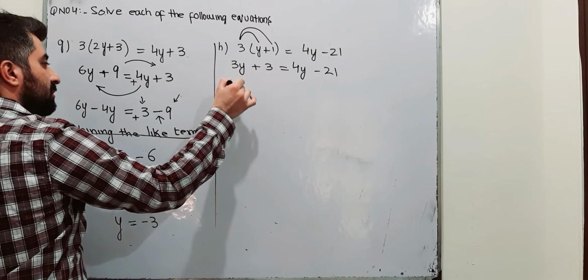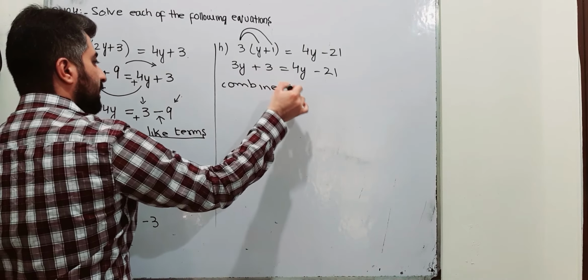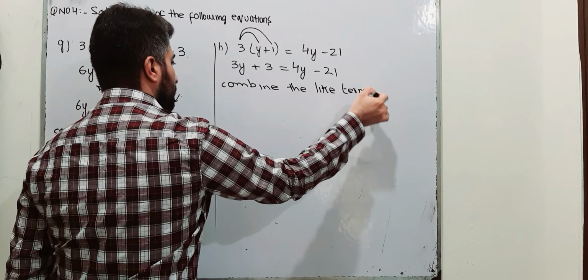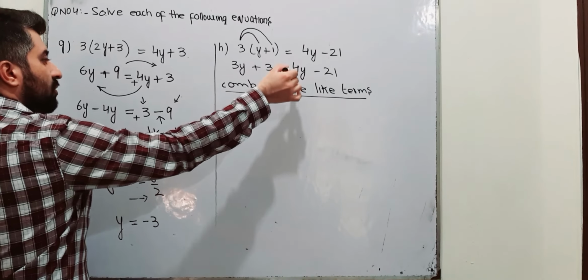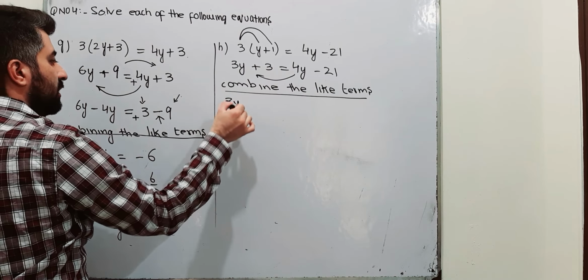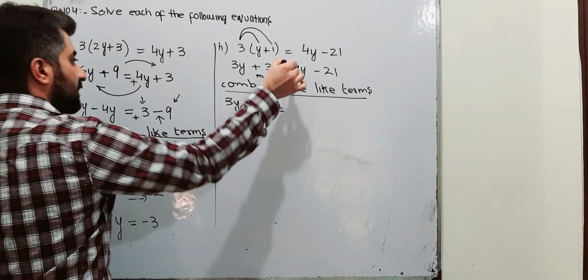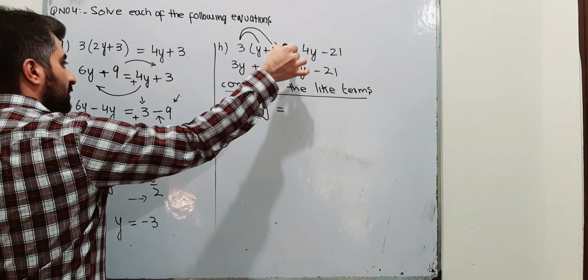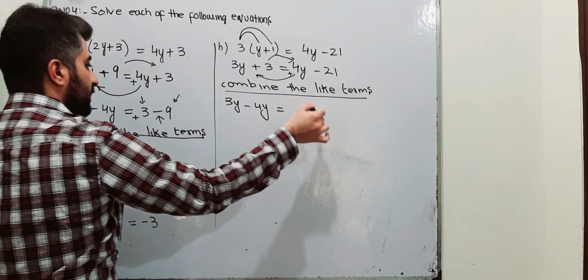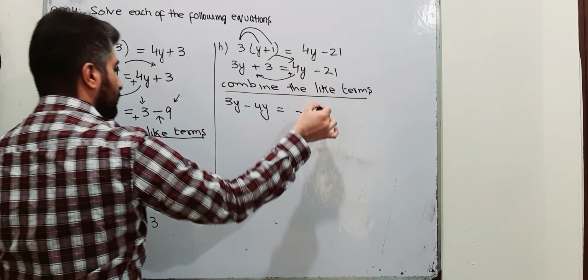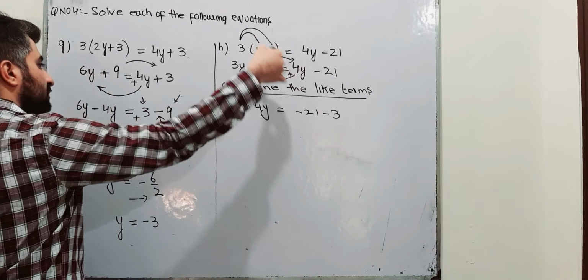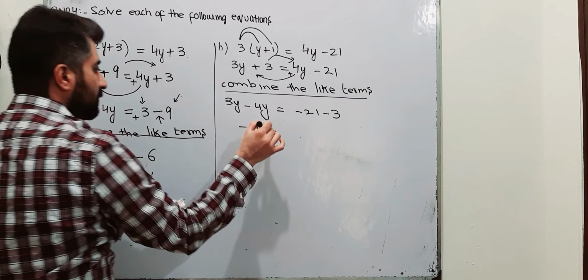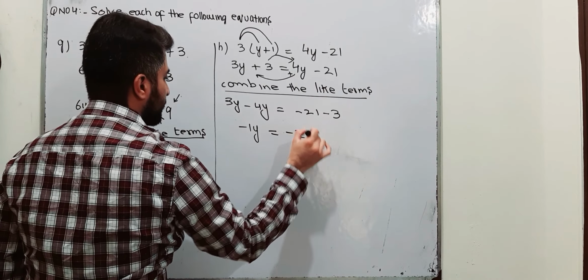Now combine the like terms as we have done in the previous question. Combine the like terms means you are going to combine the terms which are like. So 4y will be coming over here towards 3y, and 4y will change its sign. It is positive, no, it is negative when it will be moving from right to left, and this 3 will be going on the right side. Minus 21 was waiting on the right side. This 3 is positive on the left side. It will become minus. It will change its sign while moving from left to right. 3y minus 4y is minus 1y, and minus 21 minus 3 is minus 24.